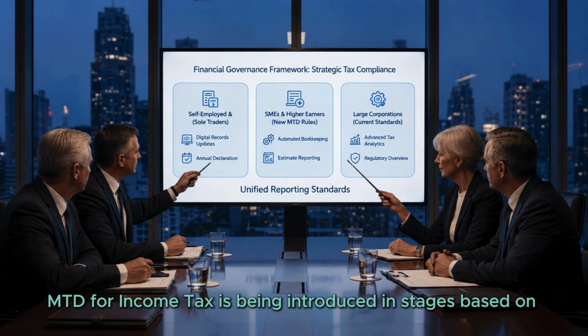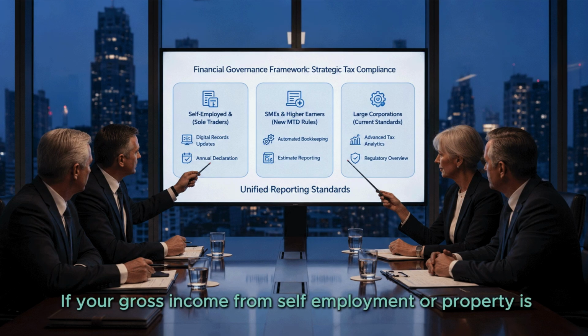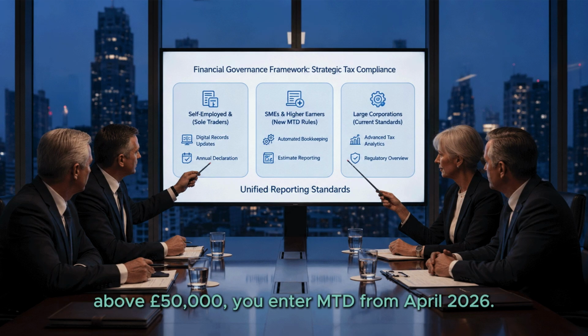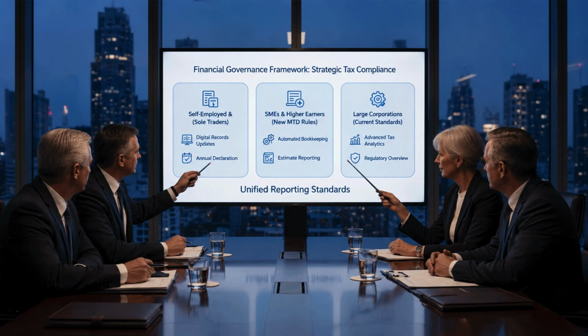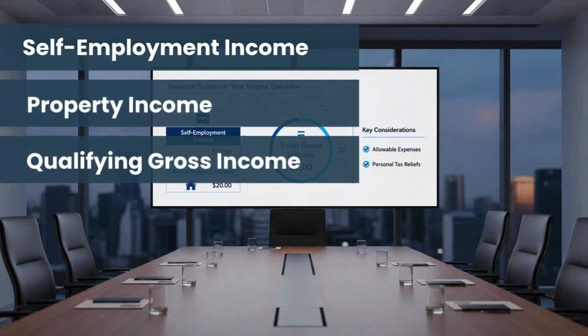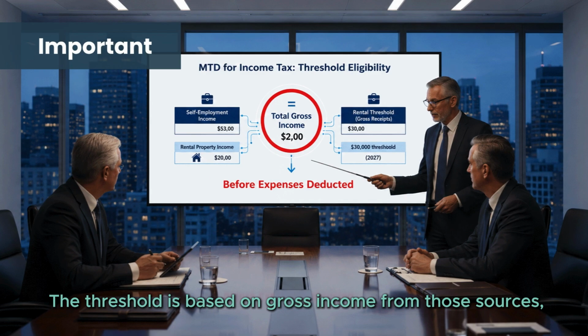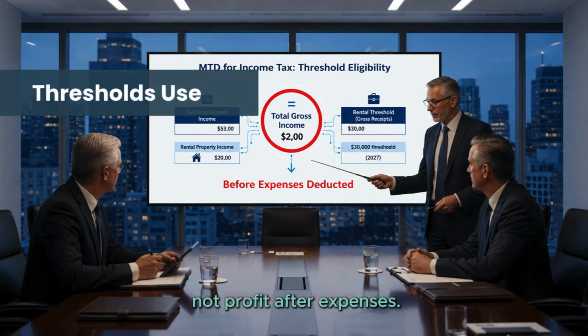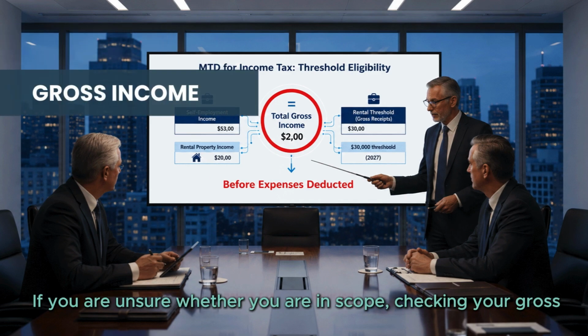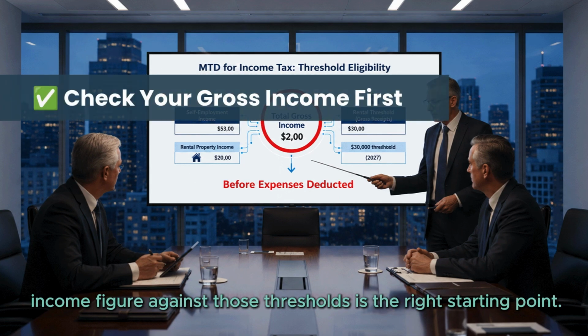MTD for income tax is being introduced in stages based on qualifying income. If your gross income from self-employment or property is above £50,000, you enter MTD from April 2026. Above £30,000, you enter from April 2027. Above £20,000, from April 2028. The threshold is based on gross income from those sources, not profit after expenses. If you are unsure whether you are in scope, checking your gross income figure against those thresholds is the right starting point.